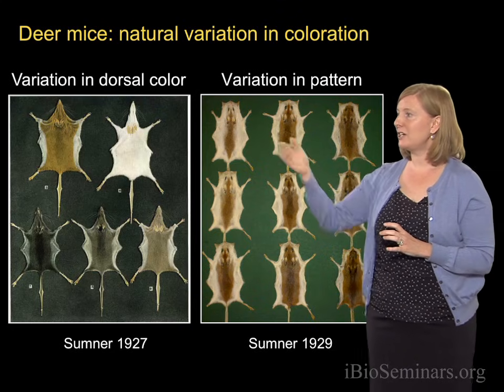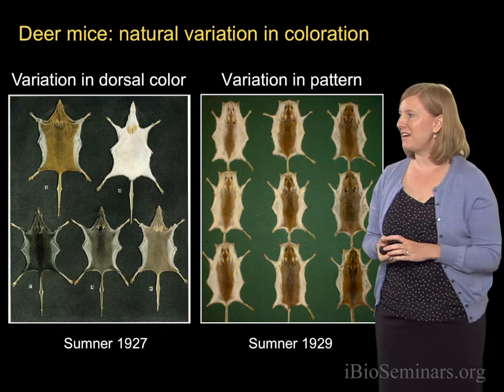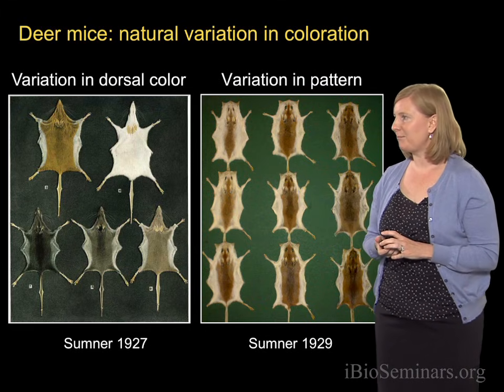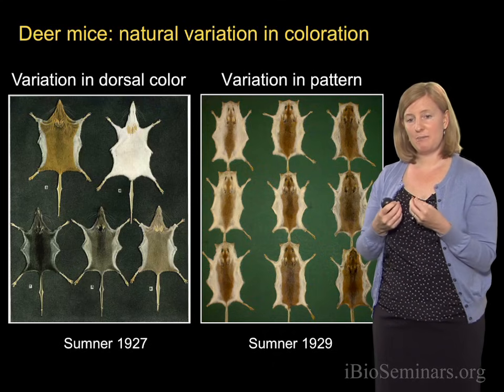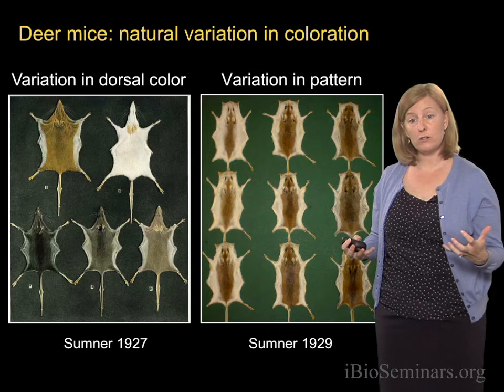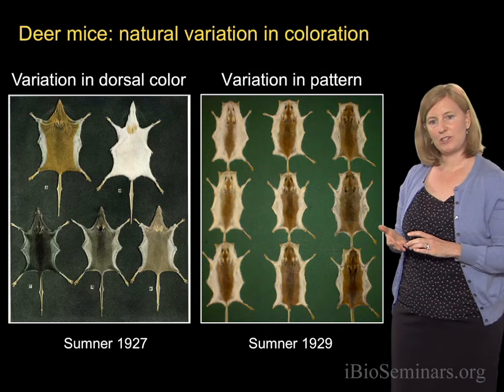So in this first image, you can see that these deer mice vary tremendously in their dorsal coat. They vary from almost completely white to almost completely black. But they also vary not just in the pigments on individual hairs in their dorsal coat, but they also differ in the distribution of pigments across the body, or variation in color pattern, as shown here.